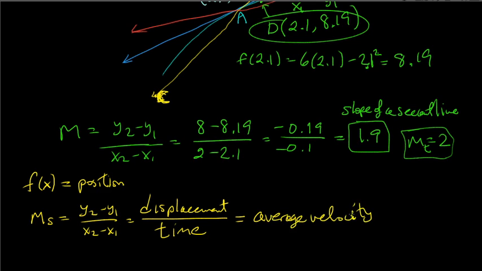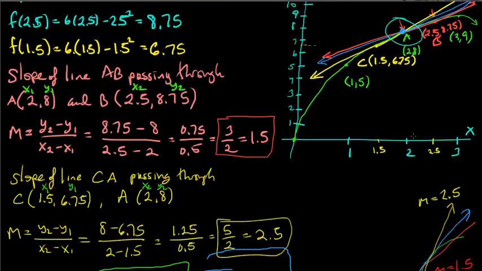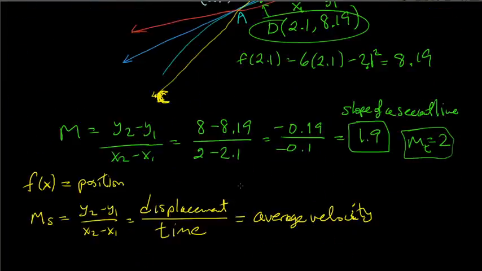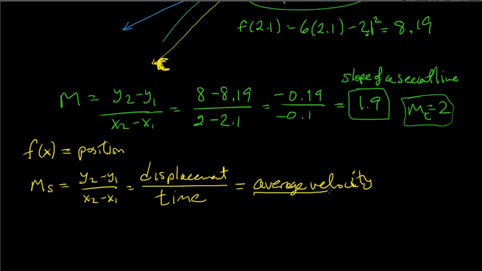Average velocity. So this is why the slope of the secant line is important. If you want to calculate average velocity, you're calculating the slope of the secant line.